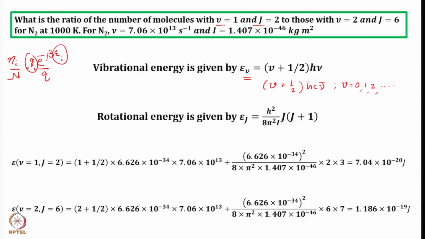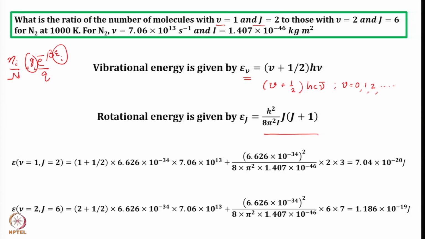When we discussed the rotational partition function, we talked in terms of rotational constant B, where B is h cross by 4 pi c I. And the total energy then we calculated in terms of B. But in terms of moment of inertia, this is the expression. You can get from that by substituting B is equal to h cross by 4 pi c I.